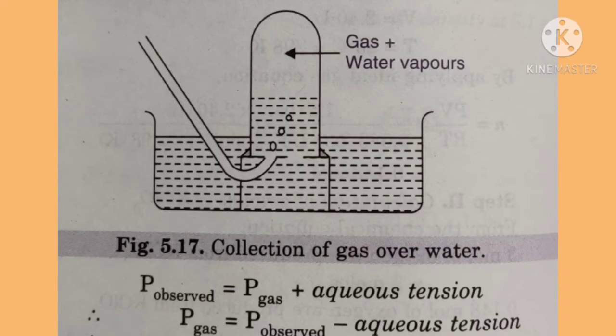In this way we can find out the pressure exerted by the dry gas. So this is the utility of Dalton's law of partial pressure. I am repeating. According to Dalton's law of partial pressure, when two or more non-reacting gases are taken in a container, they exert pressure, and this total pressure exerted by the gaseous mixture is equal to the sum of partial pressures exerted by each gas.